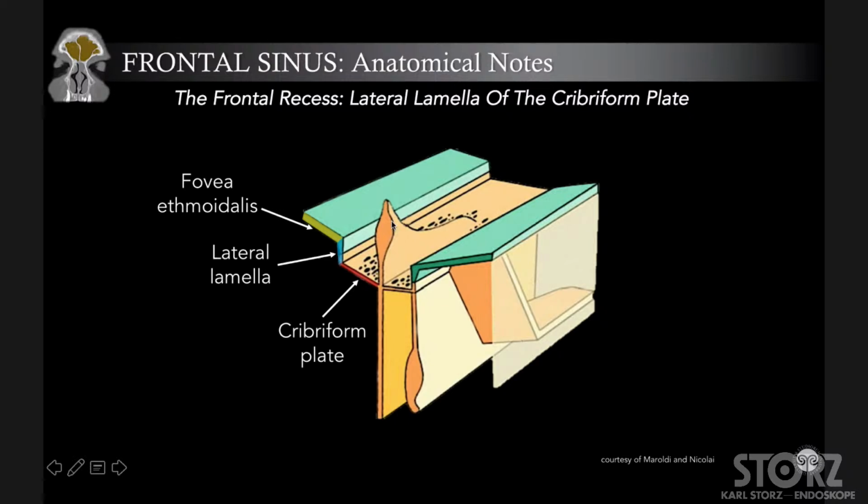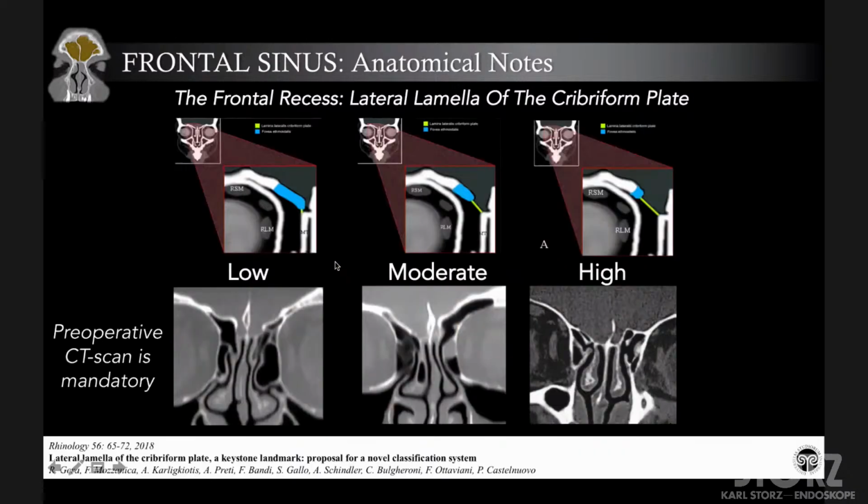You can see this is the nasal septum, this is the cribriform plate with olfactory fila, this is the fovea ethmoidalis that is very, very thick, but the lateral lamella of the cribriform plate is very thin, and this is the most fragile area of the skull base. And so in approaching the frontal sinus, you have to be very, very safe and very cautious at that level.